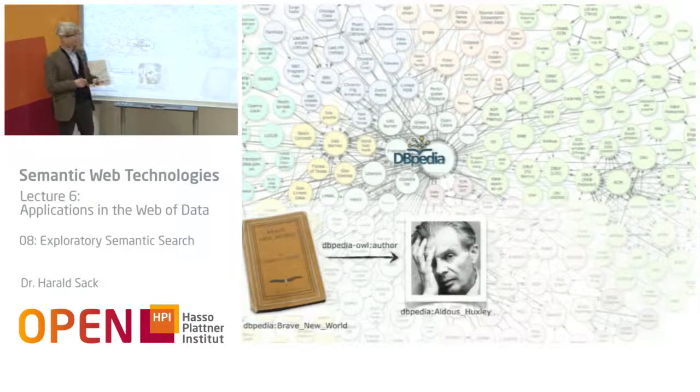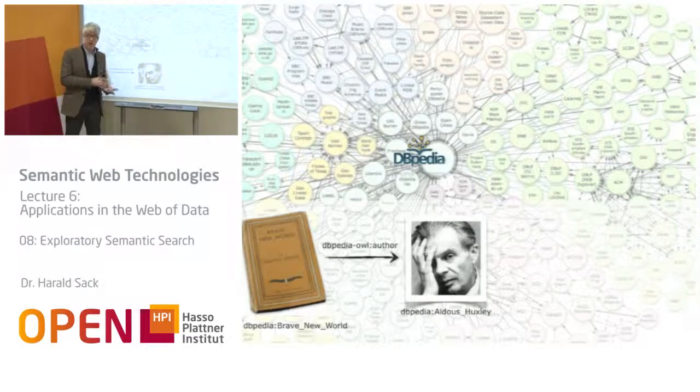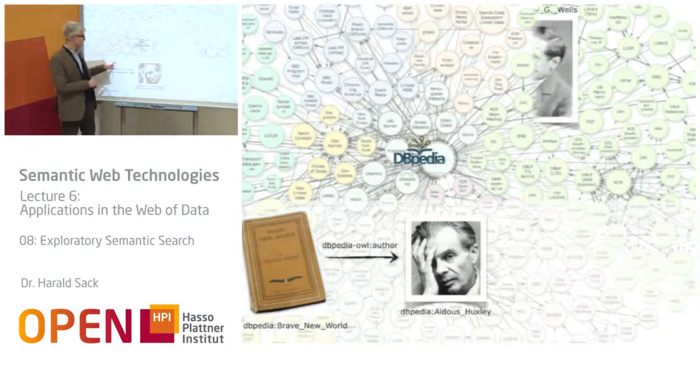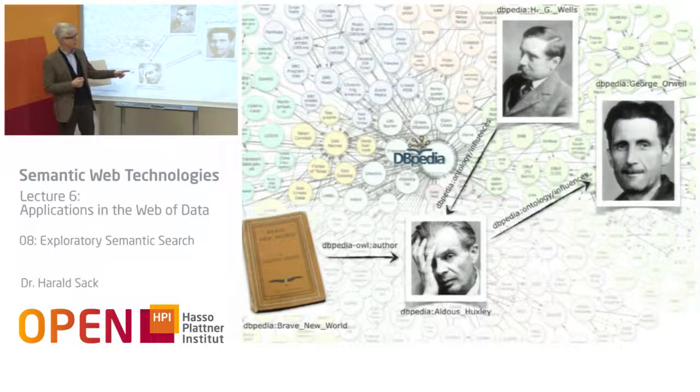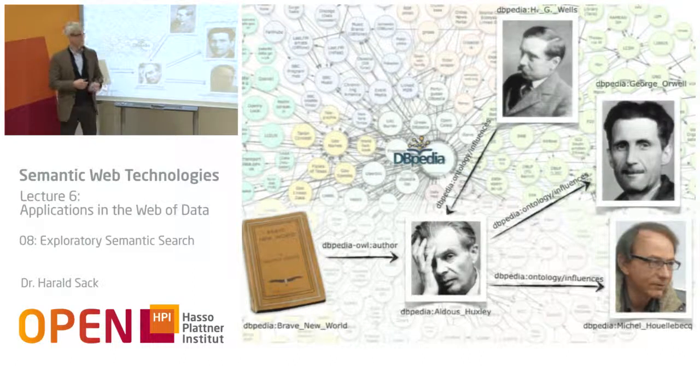Okay, let's stay with Aldous Huxley, and let's see what other authors have a relation to Aldous Huxley. And you will get this information from DBpedia quite easily. So, for example, you will find that another author, H.G. Wells, influenced Aldous Huxley. Or the other way around, Aldous Huxley influenced authors like George Orwell, and he also influenced other authors like, for example, Michel Houellebecq. So now it would be interesting to see what these people have written, and maybe there is some book that could also be of interest for me.